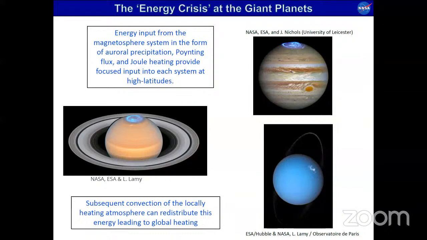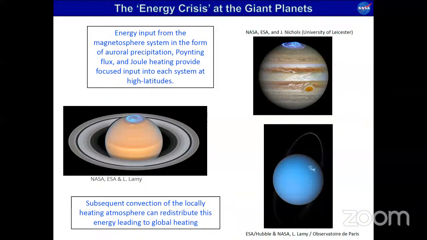One of the things that seems to be pretty ubiquitous is that it's clear that you can get energy from a planetary magnetosphere. This is evidenced by the fact that you see aurora at the different planets. You get these beautiful, large-scale, persistent aurora at Jupiter and Saturn, and you can even see some weaker emissions at Uranus and at other wavelengths with Neptune.